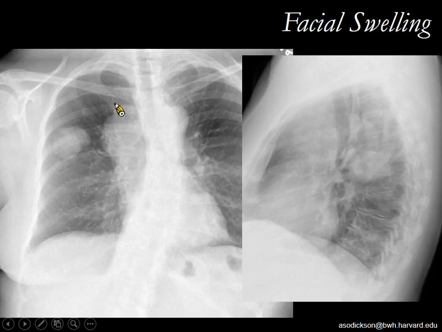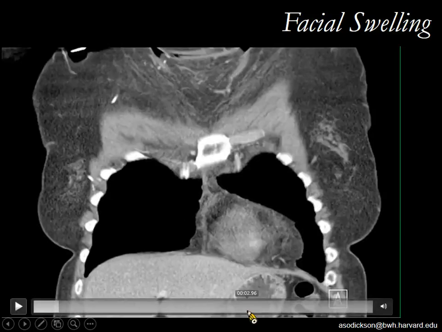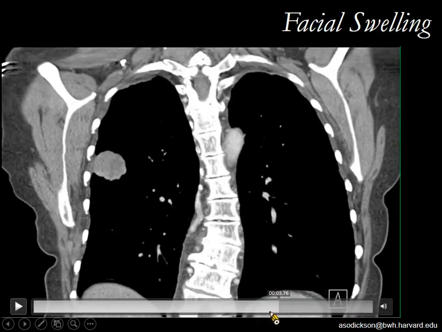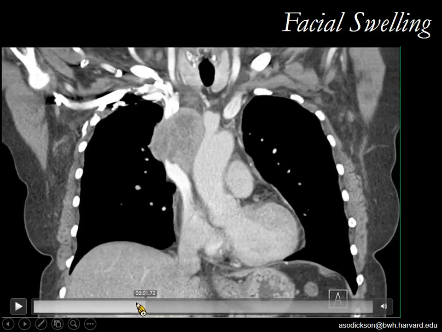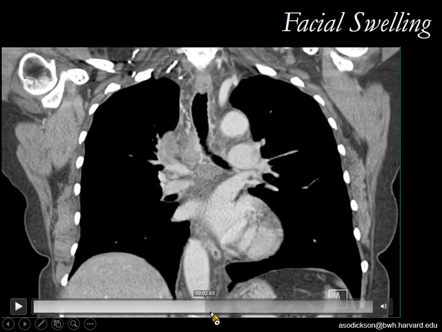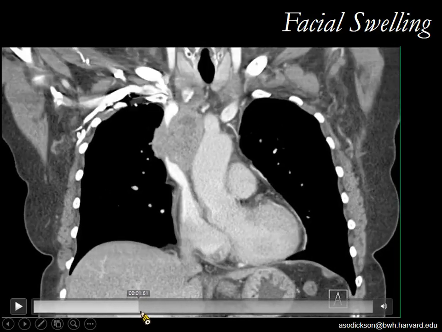Well, we also see this large right suprahilar or paratracheal mass right here that is perfectly positioned to obstruct the SVC and cause facial swelling or potentially arm swelling as a cause of SVC syndrome. So if we look at our CT scan, actually let me start at the back in this patient. There's our lung cancer. Here is our very large mediastinal nodal mass that is centered around the SVC.